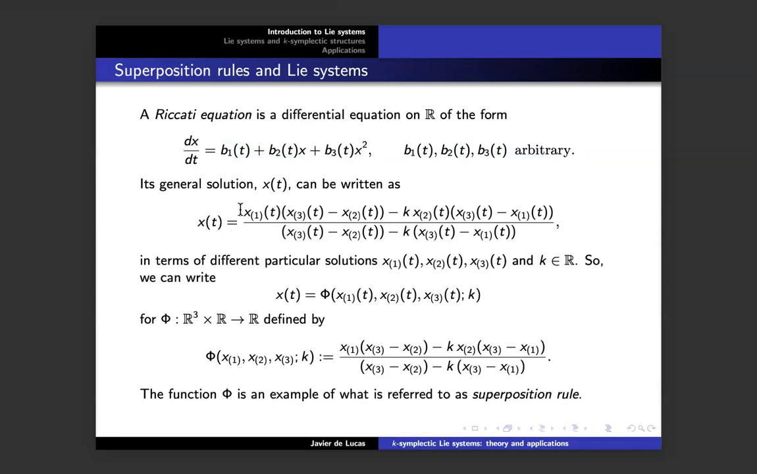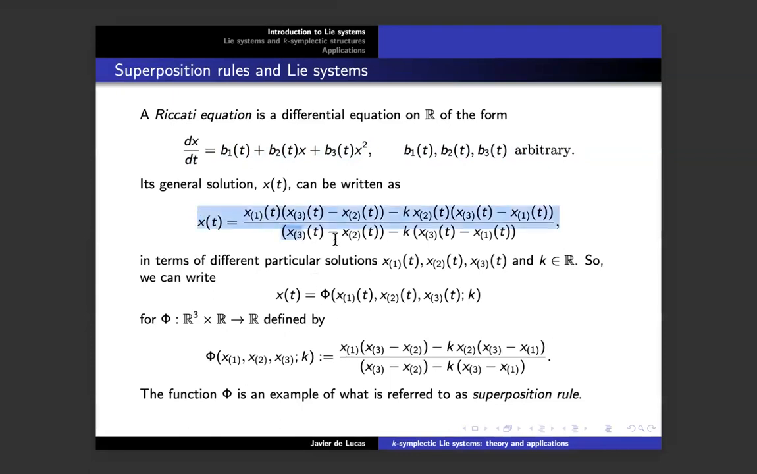So if you have three particular solutions and you know the number of periodic orbits, you will be able to describe whether the general solution, or all particular solutions of this equation, have periodic orbits. This is an example, okay?